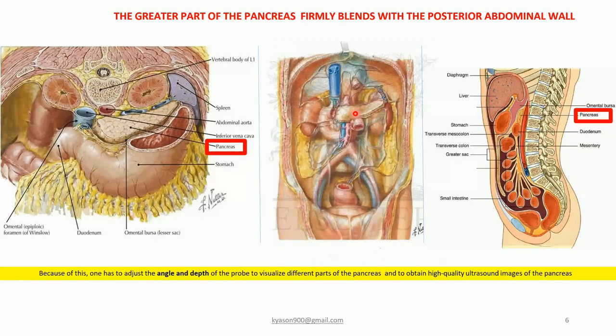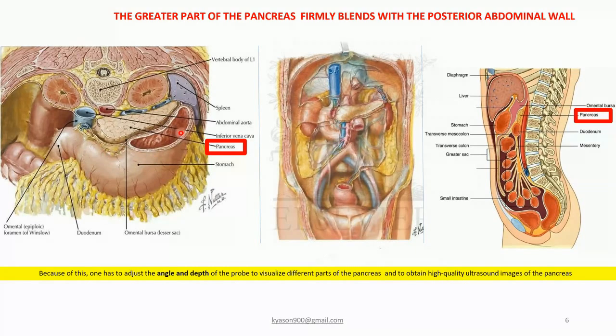Of course, when scanning, it's important to adjust the angle and the depth of the probe so that you can easily visualize all the different parts of the pancreas. Why? Because it's a deep organ. So you have to always adjust the angle and the depth of your ultrasound probe so that you can appreciate the various parts of the pancreas.